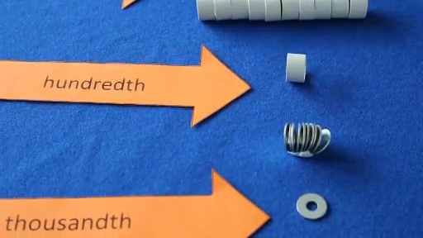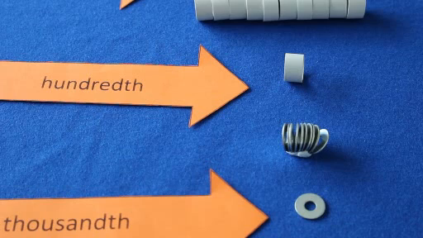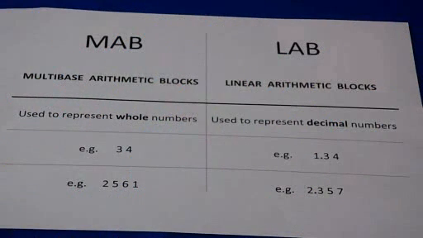And this time it means we have pieces that are large enough to handle. They're different from MAB. They don't look the same, and there's no confusion or overlap or interference between a MAB piece for whole numbers and an LAB piece for decimal numbers. MAB, multi-base arithmetic blocks, is used to represent whole numbers. LAB, linear arithmetic blocks, is used to represent decimal numbers.